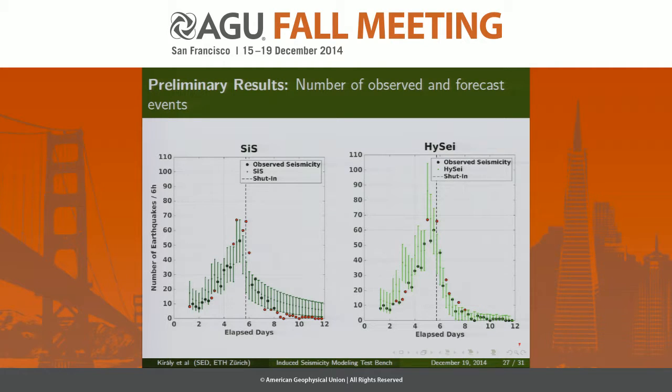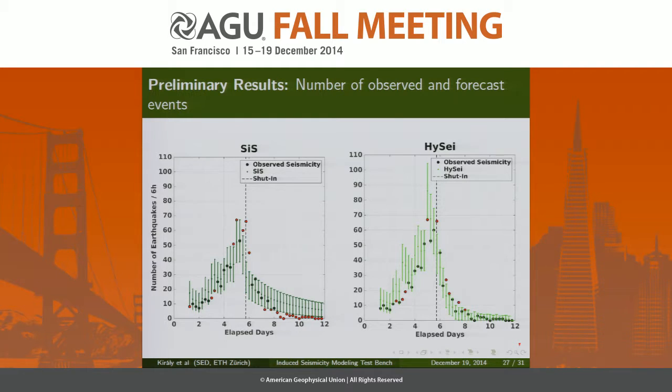One really crucial moment is the shut-in. This is the injection period, this is the post-injection period, and around the shut-in you can see that there are some red dots where the model over- or under-predicts the number of earthquakes.